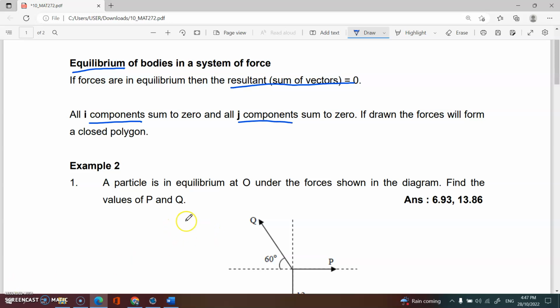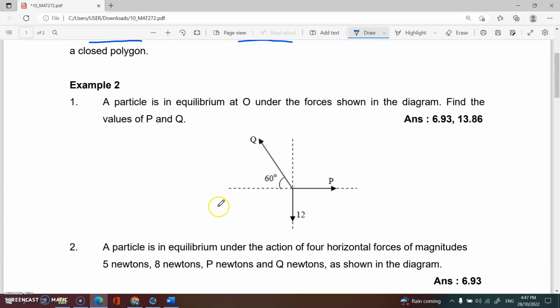Okay, let's look at example 2. A particle is in equilibrium at O under the force shown in the diagram. Find the values of P and Q. So the first step is we need to find the x component and also the y component of the vector. So let's say this is number 1, 2, 3. Let's start with P first.